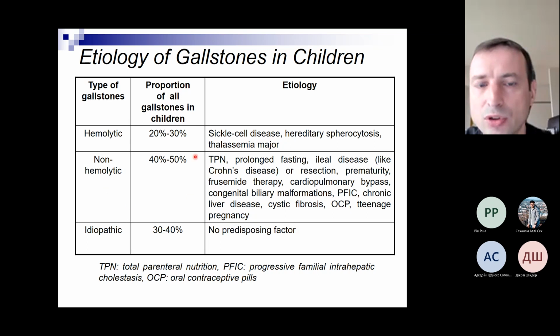Non-hemolytic type in 40-50% of cases. It's caused by total parenteral nutrition, prolonged fasting, ileal disease or resection, prematurity, furosemide therapy, cardiopulmonary bypass, congenital biliary malformation, progressive familial intrahepatic cholestasis, chronic liver disease, cystic fibrosis, oral contraceptive pills, and teenage pregnancy. Idiopathic type, proportion 30-40%, no predisposing factors.